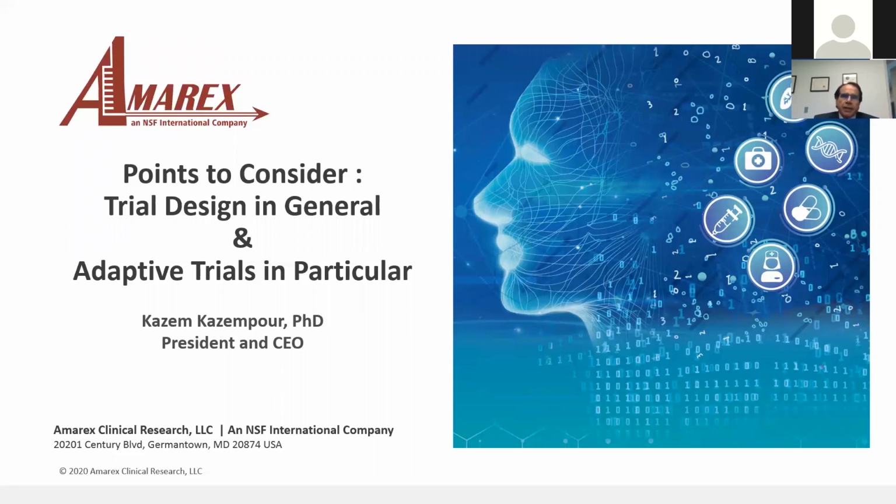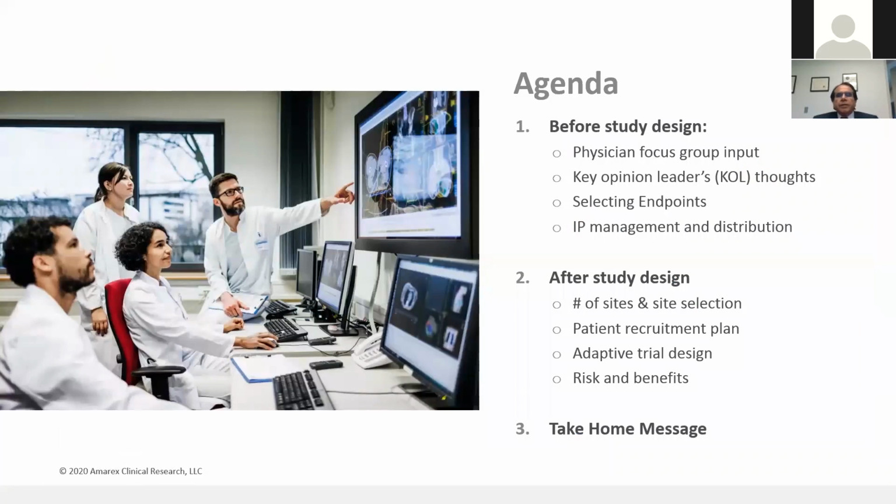But anyway, I thought first to tell you about trial design as a whole, because although I'm sure you have conducted clinical trials, some of the terminology may not be familiar. I am going to focus on only a few of the issues of clinical trial design. I partitioned it into two parts. As you can see, the agenda is before study design and after study design. I use adaptive trial design as part of the after.